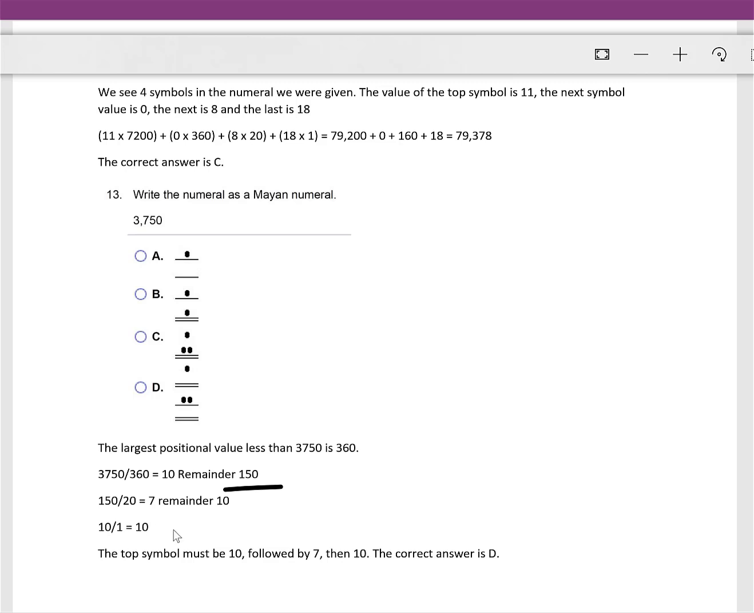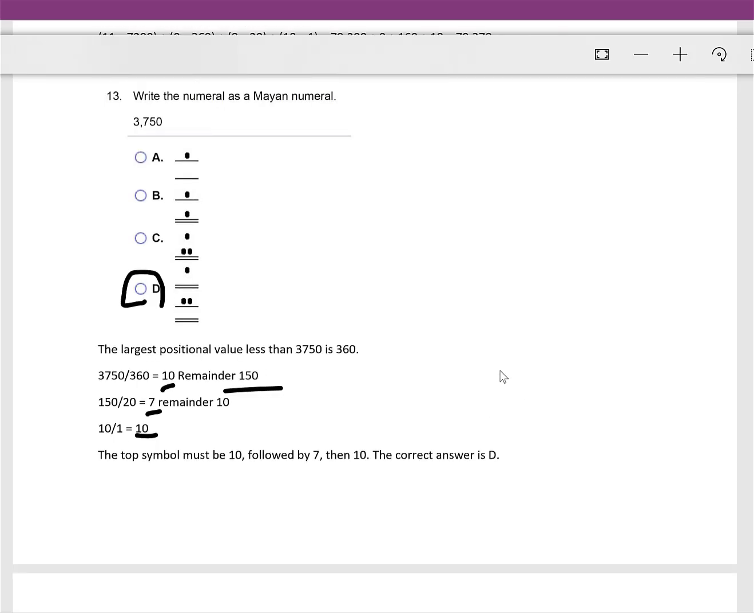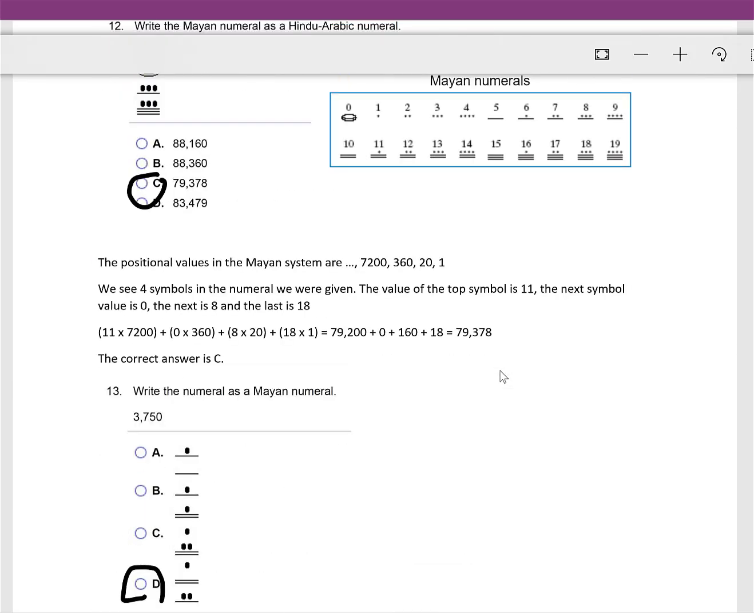So I'm going to have 3 groupings. The top symbol must be a 10. Here's my 10. And then I have a 7, and then I have a 10, and I see this in answer D. And that was number 13.